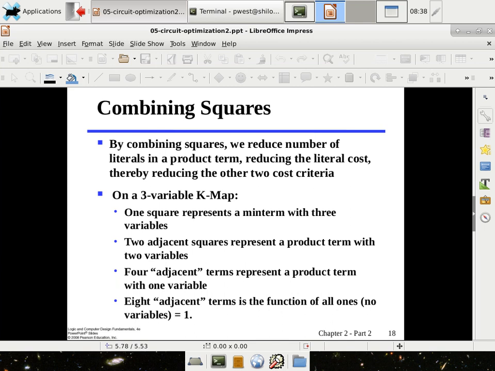Same thing, if I were to choose these 4 right here in the middle, what would it be? Z. If I were to choose the 4 on the 2 edges, what would it be? Z naught. You see that? So this is actually a square right here.